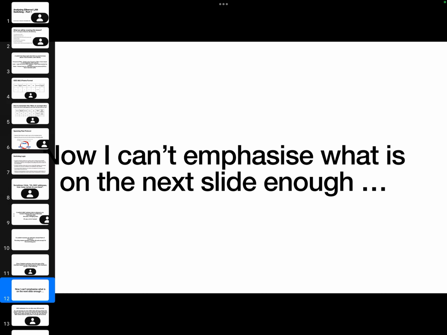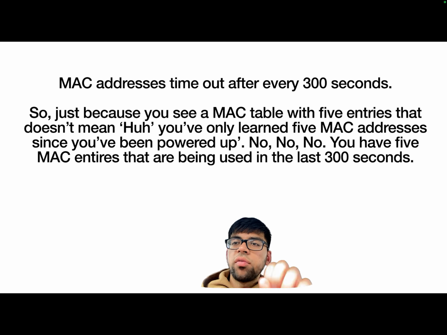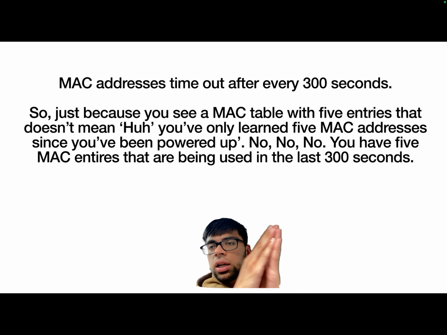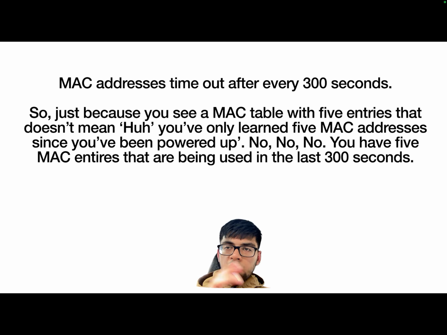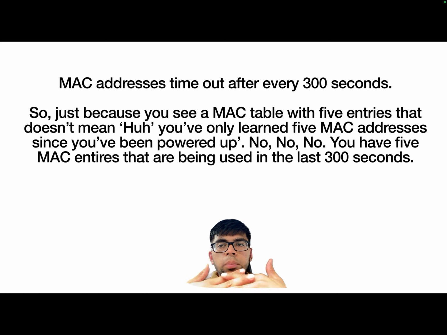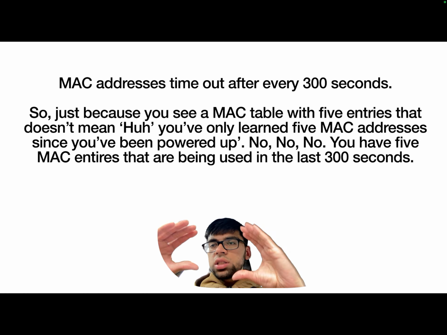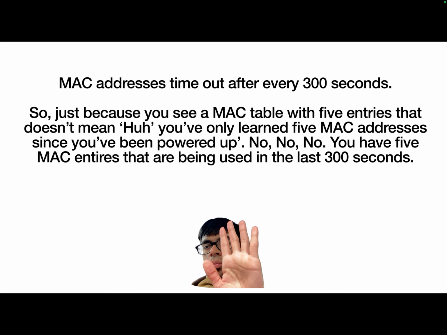Now, I cannot emphasize what's about to come enough. This is MAC addresses and their aging timers. MAC addresses have an aging timer by default of 300 seconds, 5 minutes. If we exceed that, then that MAC address is cleared out. However, I think a point of confusion, especially in exams, is you might be given a question saying, look, this is a screenshot of a MAC table, and you can see, for example, there are 5 MAC addresses there.